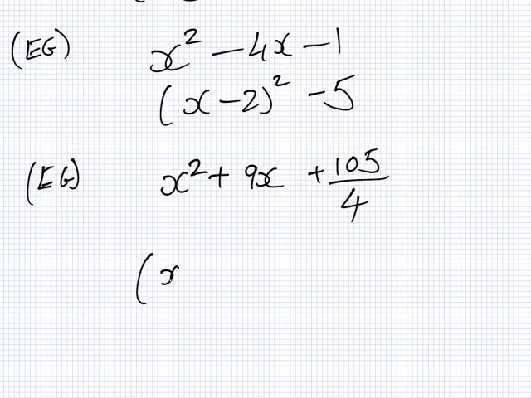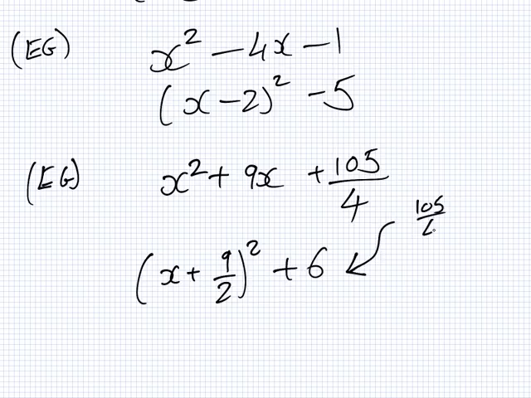So this would be x plus 9 over 2 squared. And then it's 105 over 4 minus 81 over 4. So that's just a 6 at the back. Let me write here, look, that 6 was 105 over 4 minus 81 over 4. So we squared 9 over 2.